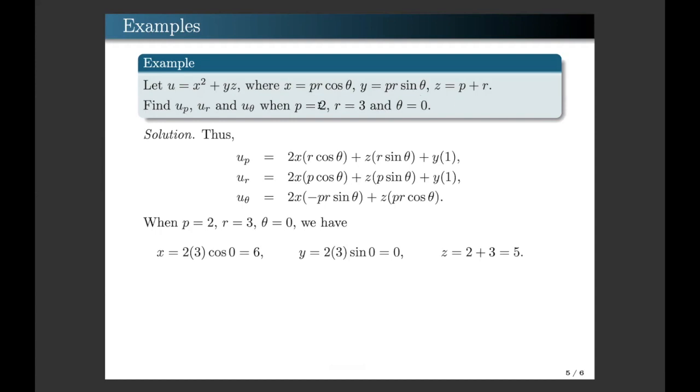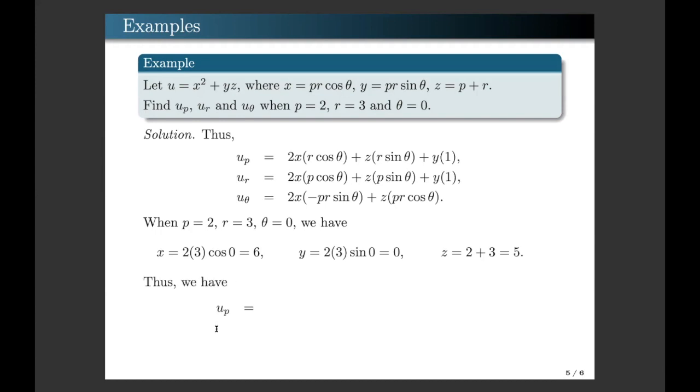So now, we plug in 2 for p. Here, here, here, here. We plug in 3 for r. We plug in 0 for theta. We plug in 6 for x here. We plug in 0 for y. And we plug in 5 for the value of z.